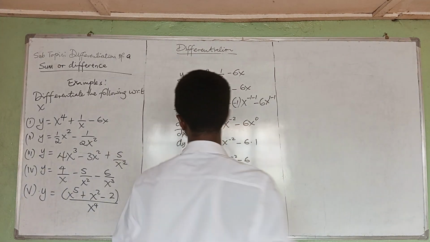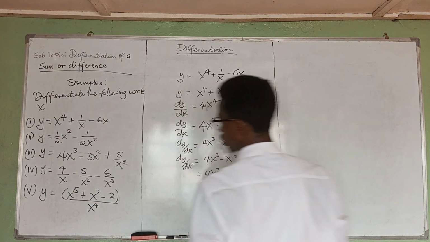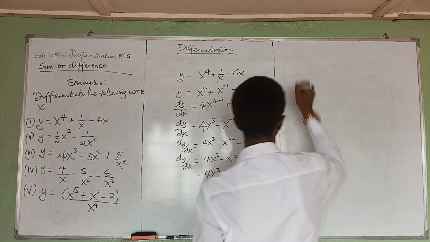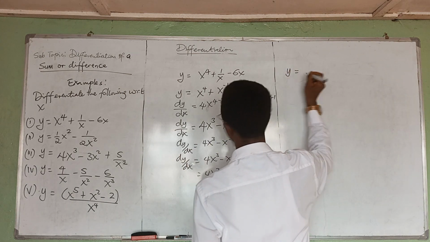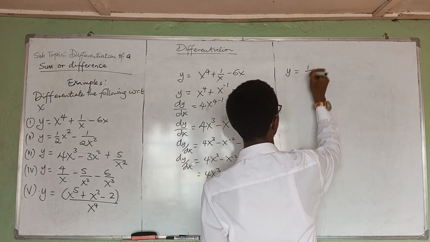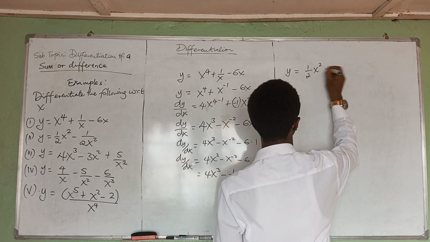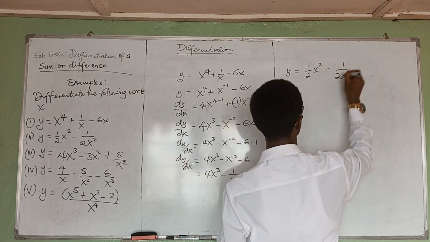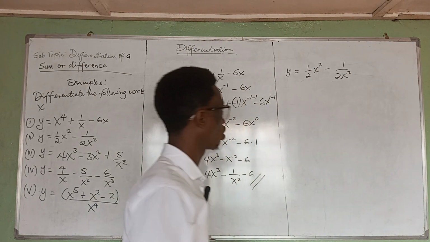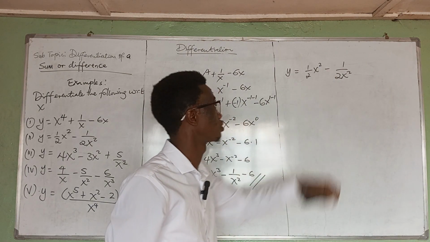So let's look at number 2. I'm going to use this one, and when I'm done, then I will take off everything. So this says y equals half x squared minus 1 over 2x squared. So remember, always you have to change these fractions.